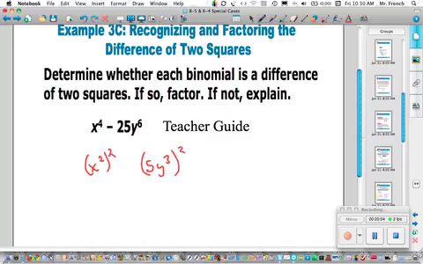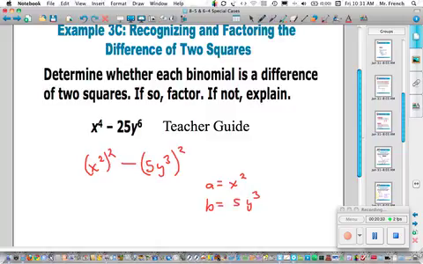Now, what is the sign between these two terms? It's a minus, isn't it? Do I have a difference? Minus means difference of two squares? Yes. So since I do, what is my a value? Let's identify what is my a value. It is x to the second power. And then what is my b value? 5y to the third. Very good.